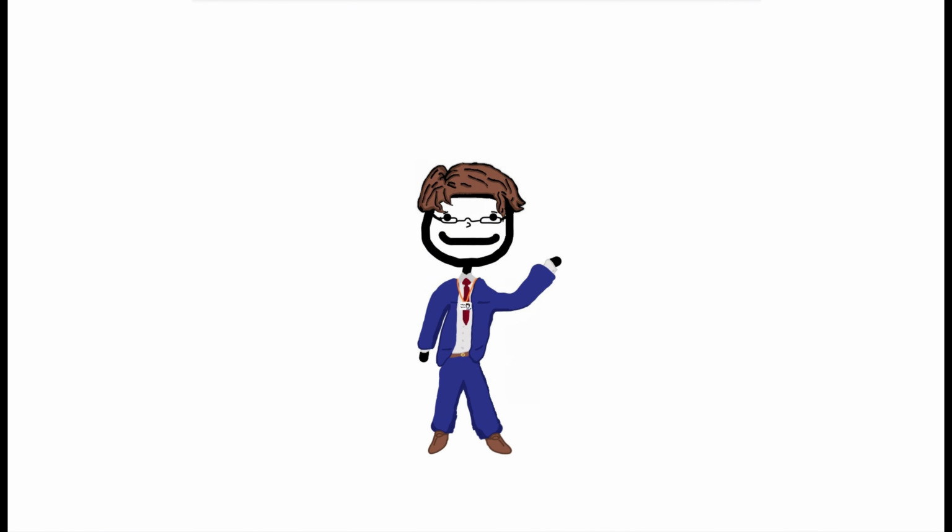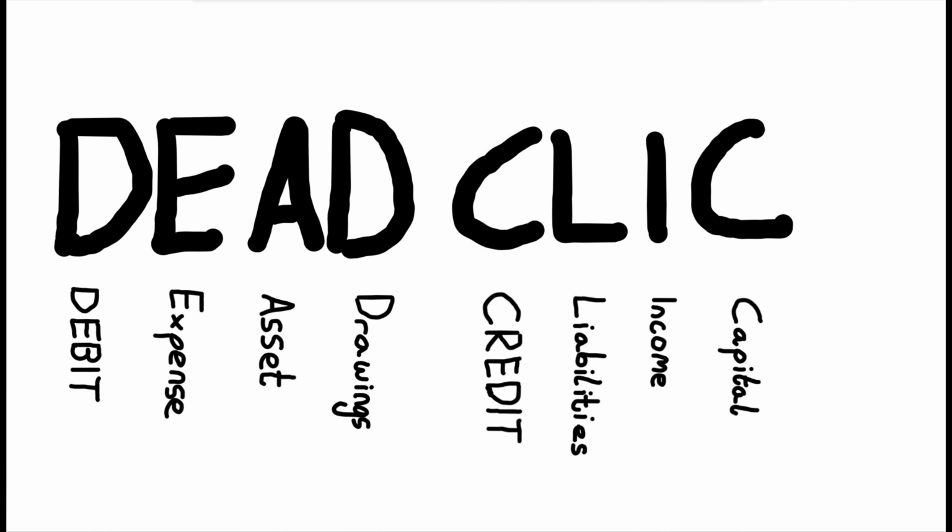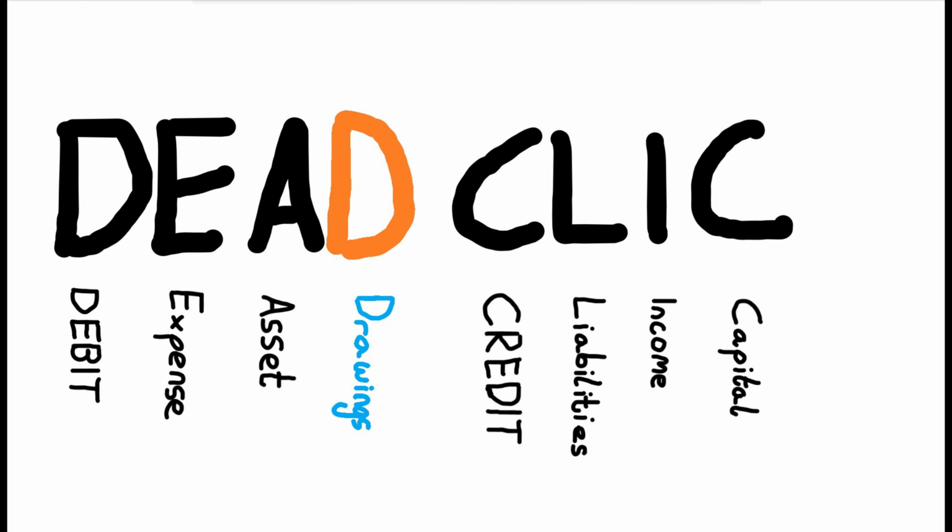One thing that I don't want you to get trapped into is thinking that debits are good and credits are bad. This is completely false. But there is a simple way to remember this, and it's called DEAD CLIC. This will tell you what goes where pretty much. DEAD CLIC is an abbreviation. It is D for debit, A for asset, E for expense, and D for drawings. So that spells DEAD. This means that the debit side consists of assets, expenses, and drawings.